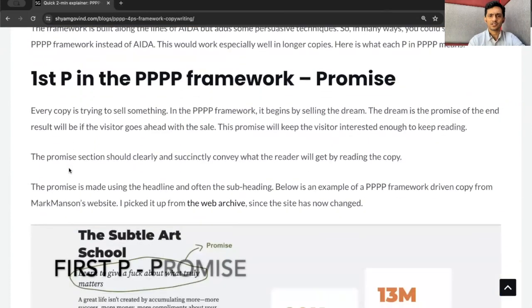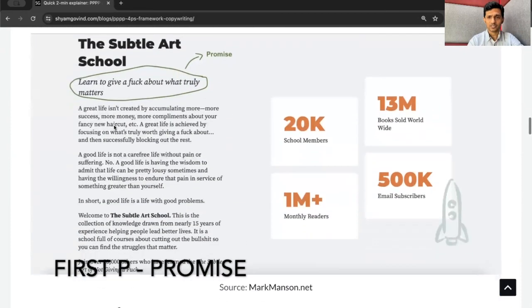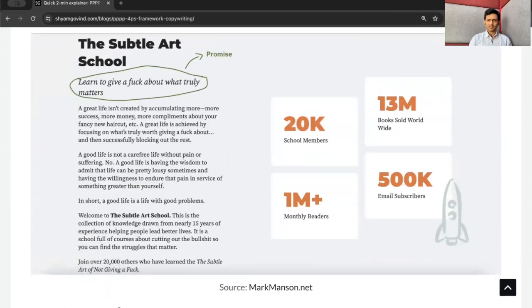We'll start with the first P, which is promise. And I'm going to take an example which I really loved. This is from Mark Manson. You might have heard about this guy Mark Manson. He wrote this book called The Subtle Art of Not Giving a Fuck. It's quite a popular book. You may have even read it. He used to have this sales page where he used to sell something called the Subtle Art School, right? Basically train people on how not to worry about others' opinions and all of that.